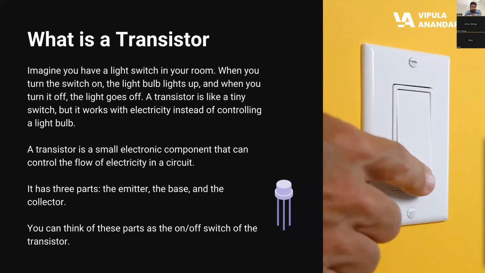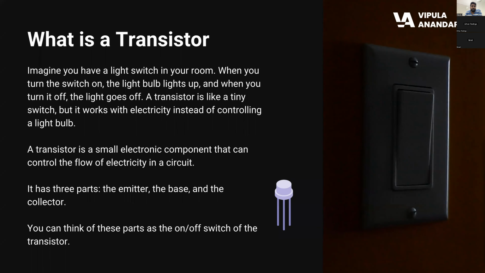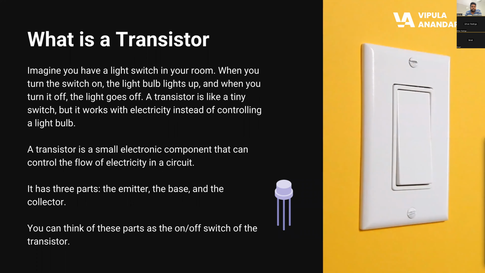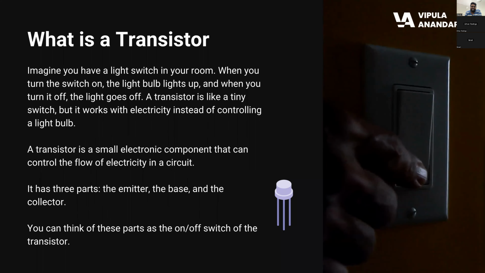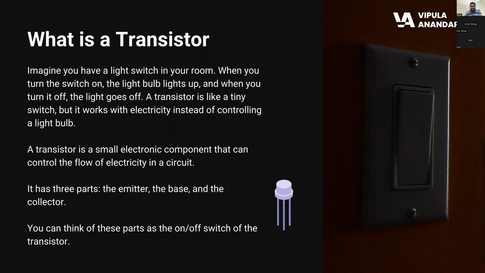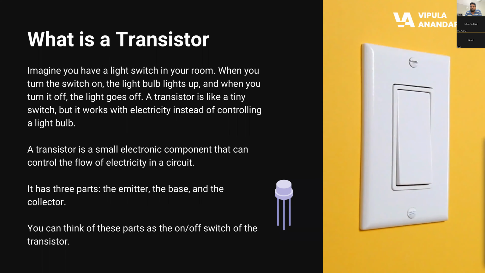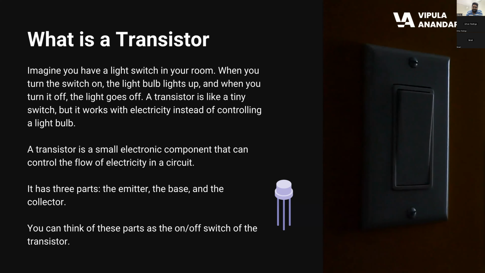Just imagine you have a light switch in your room. When you turn the switch on, as you can see in this demonstration, the bulb lights up, right? And when you turn it off, it goes off as well. So a transistor is kind of like a tiny switch, but it works with electricity instead of controlling the light bulb. In the main circuit, when you switch on, the circuit turns on and the current goes to the light.